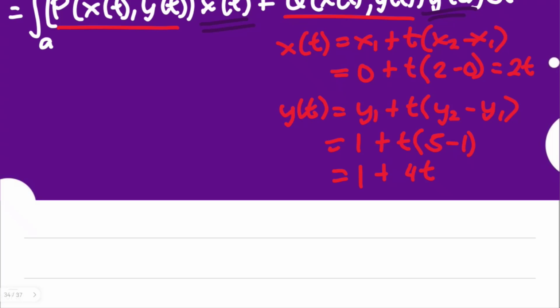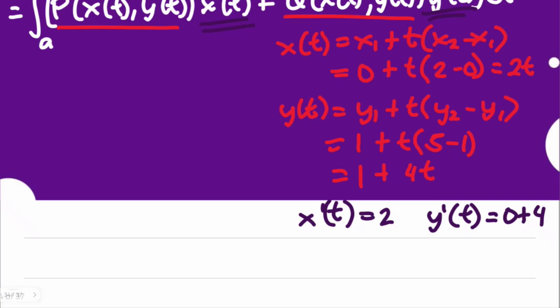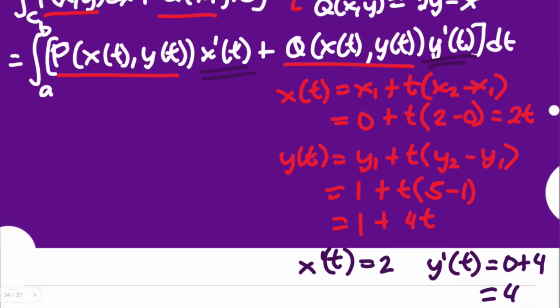So for our x(t), which is 2t, its first derivative is 2. And as for our y(t), which is 1 plus 4t, its first derivative is 0 plus 4, with respect to t, that's actually equal to 4 itself. Now we are done with the derivatives. We are to substitute the x(t) and y(t) in our two functions.